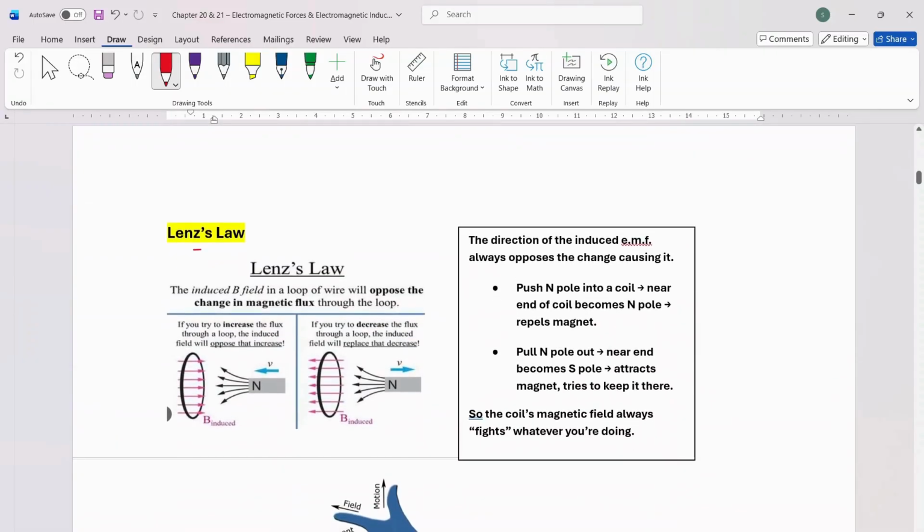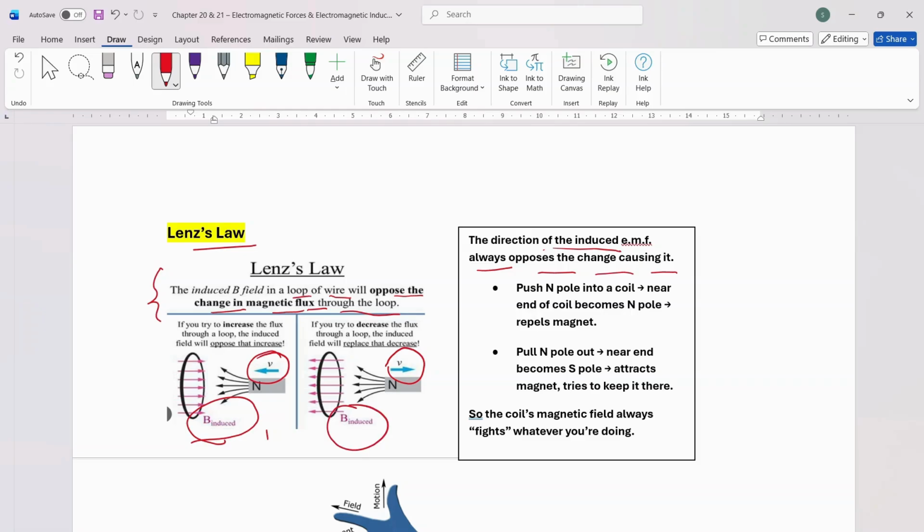Now let's talk about Lenz's law. The induced B field in a loop of wire will oppose the change in magnetic flux through the loop. So the direction of the induced EMF always opposes the change causing it. Here we can see that B is induced and we have the V direction facing towards the current. However, here we have the direction opposite to the induced B current.